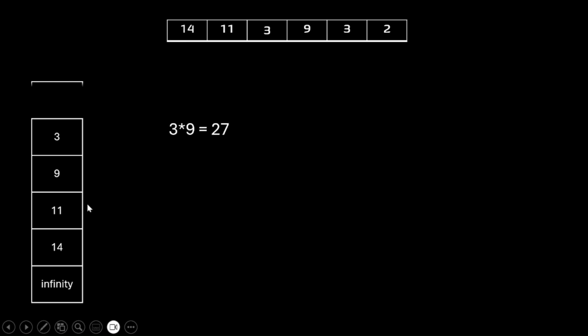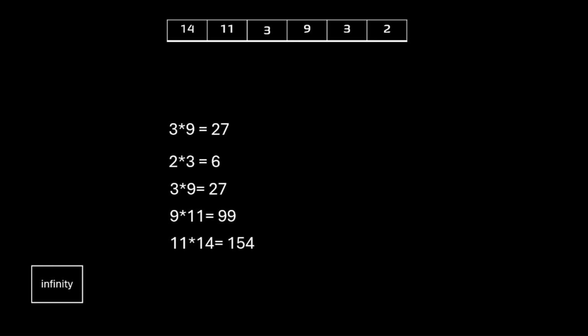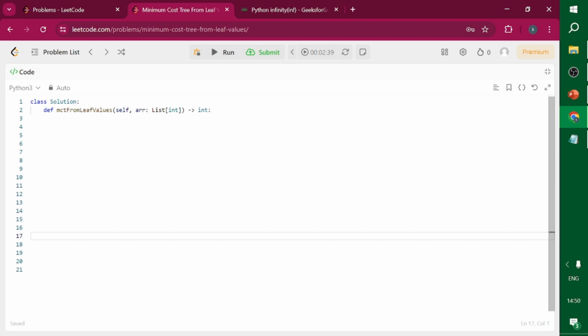So 2 will be popped and 3 will be popped and combined and we get 6. Then the combination of 2 and 3, the max between them is 3. So 3 will be combined with 9 and we get 27 again, right? And 9 will be combined with 11 and we'll get 99. And then again 11, which is the max value, will be combined with 14 and we'll get 154. And finally we get the minimum sum as 313. I hope the concept is clear to you, and let's see the code. Let's start with the code.